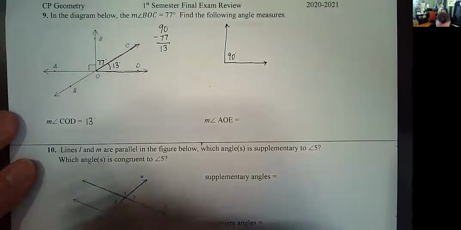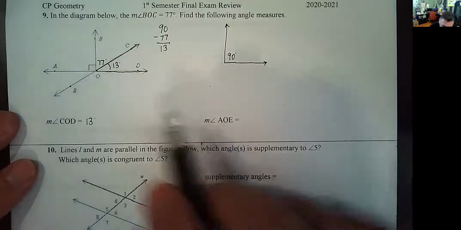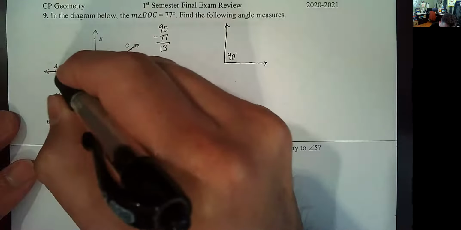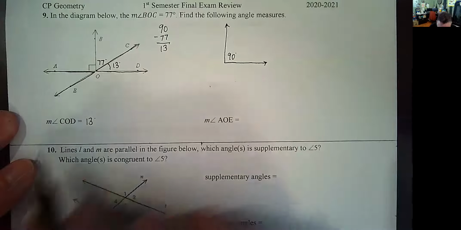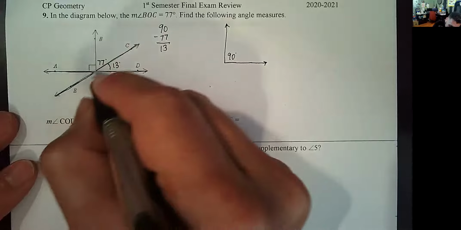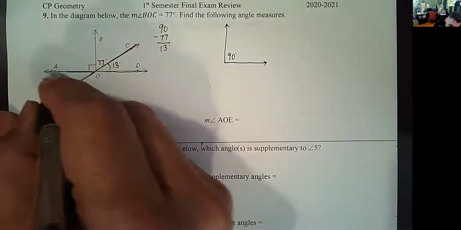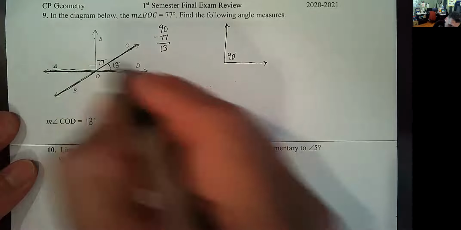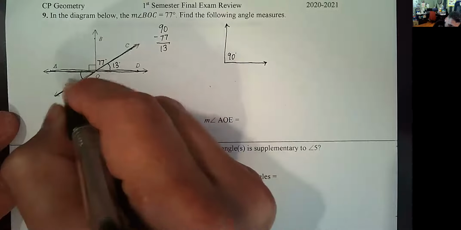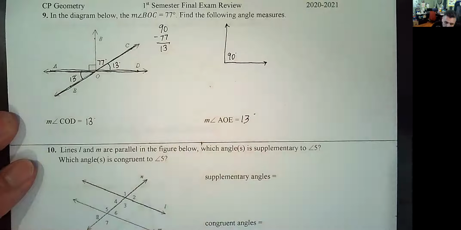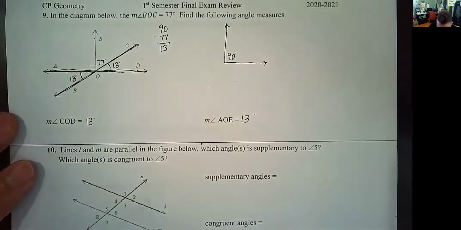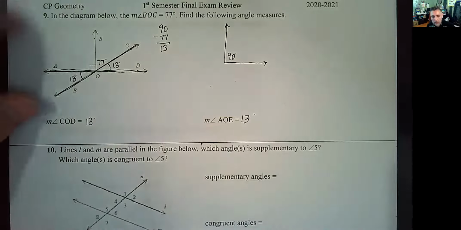And then the next question is, well, what's the measure of angle AOE? Well, here's angle AOE. And what you should notice is these two angles are vertical angles. So those two angles are congruent. Okay, so let's move on.